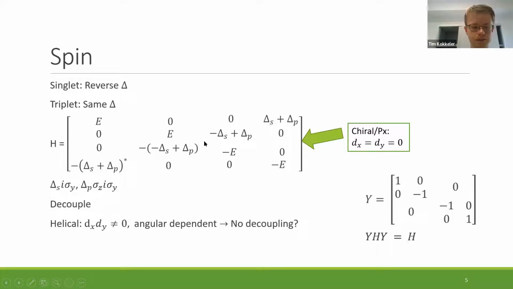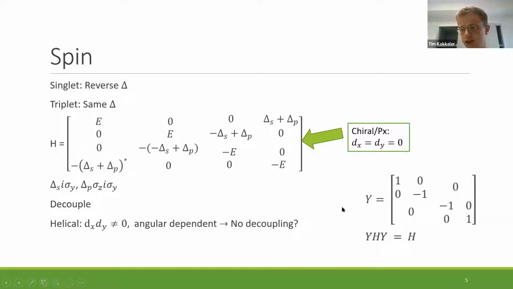2x2 equations. However, if we look at the helical p-wave case, then we know that dx and dy are both non-zero, and they depend on the angle. So the elements here will become non-zero and different for each angle. So an important question is whether we can still decompose the equations into two sets of equations for 2x2 matrices, which are much more convenient to solve than the equation for the 4x4 matrices.